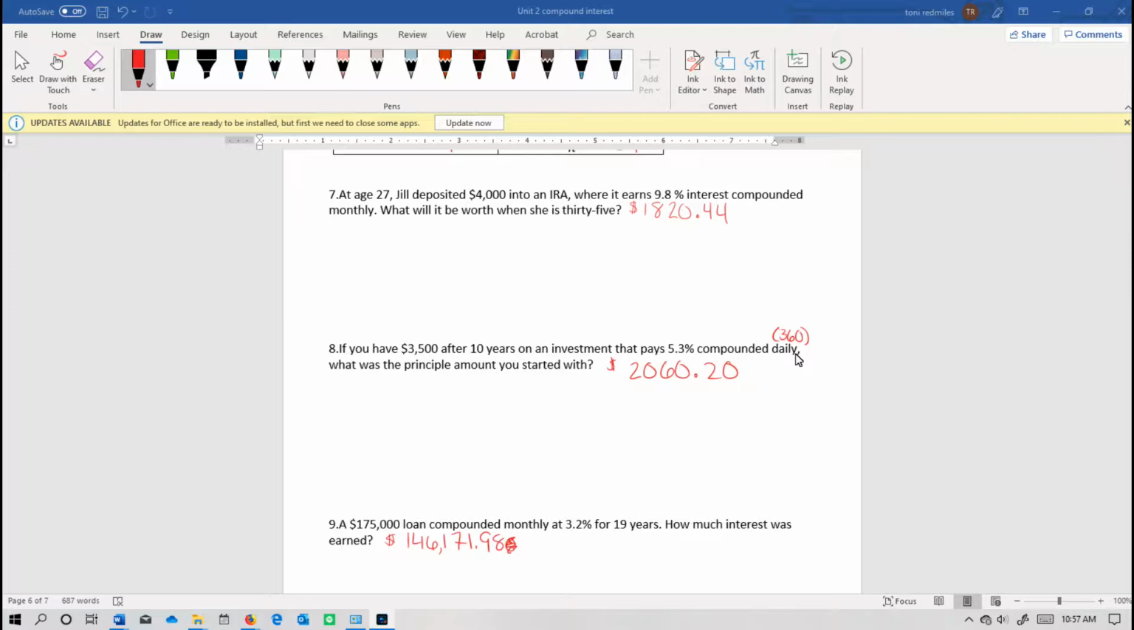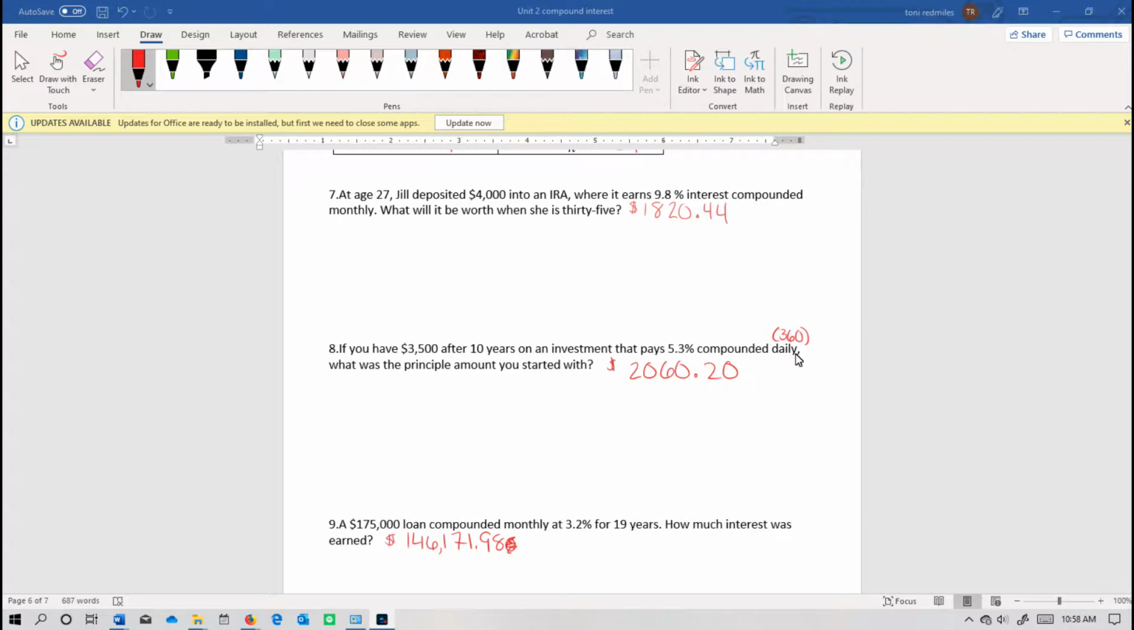Okay, so let's go ahead, and I hope you paused and checked this. I'm going to get started on explaining how to do these. At age 27, Jill deposited $4,000 into an IRA where it earns 9.8% interest compounded monthly. What will it be worth when she is 35?